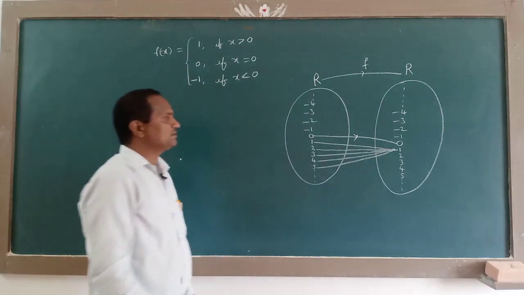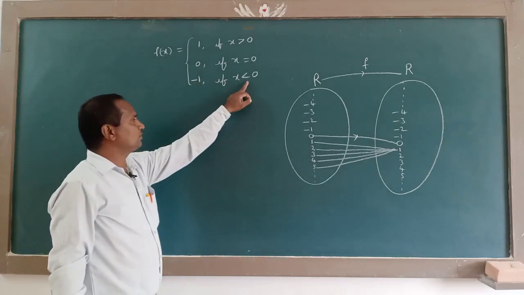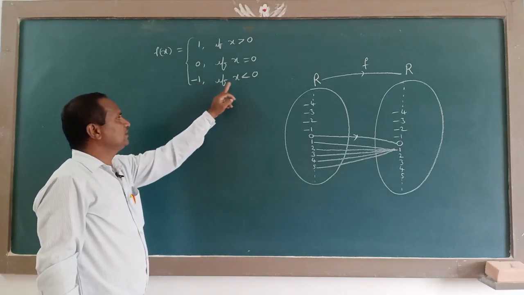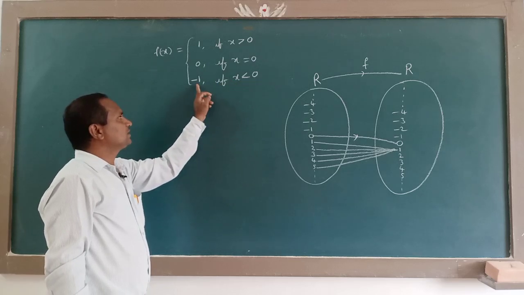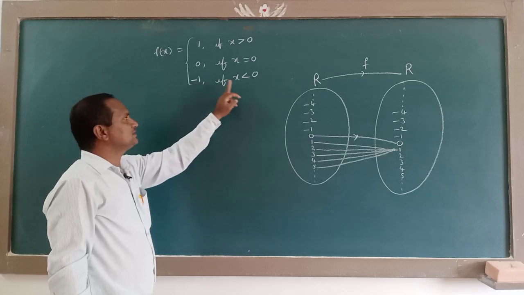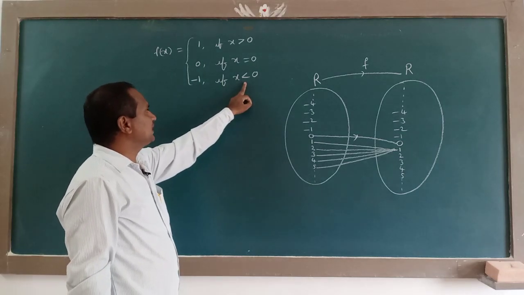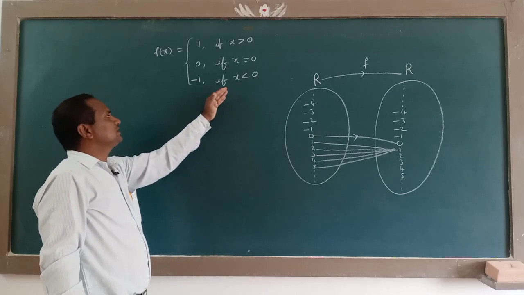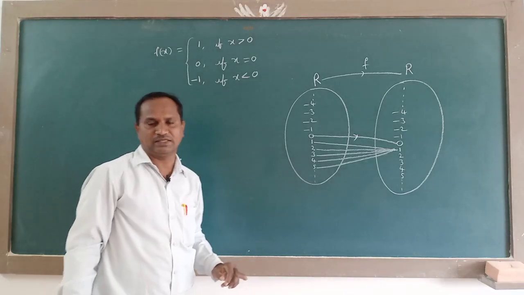Next, let us discuss negative numbers. For all x less than 0, that is, for all negative real numbers, the function value is minus 1. That is, all negative real numbers of the domain capital R are associated with one element, minus 1, of the codomain capital R only.